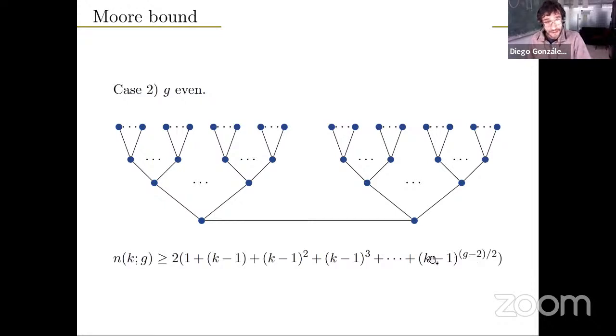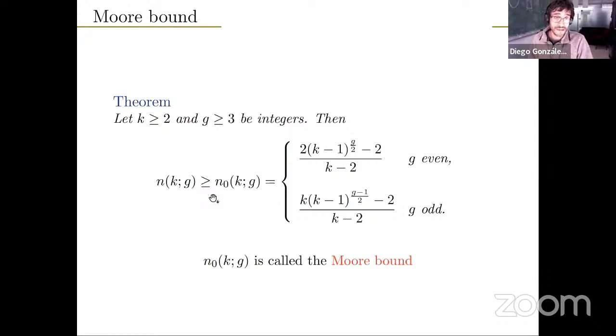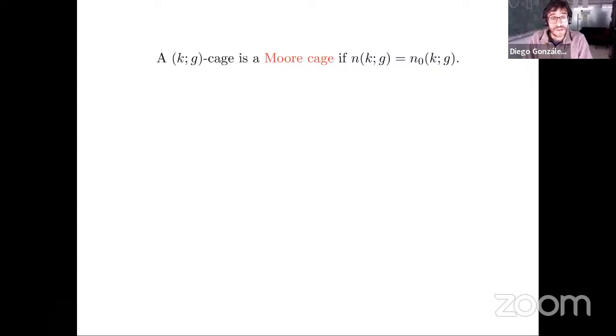So if we do the algebra of these sums, we have the following theorem, which says that the number of vertices in a kg cage is at least this number. This number is very famous and is called the Moore bound. Also, we say that a kg cage is a Moore cage or a Moore graph if the order of the cage is equal to the order of the Moore bound. That is, if the cage attains the lower bound.